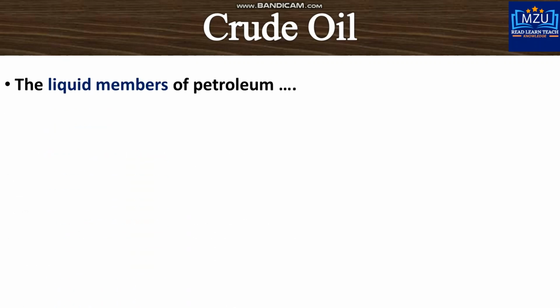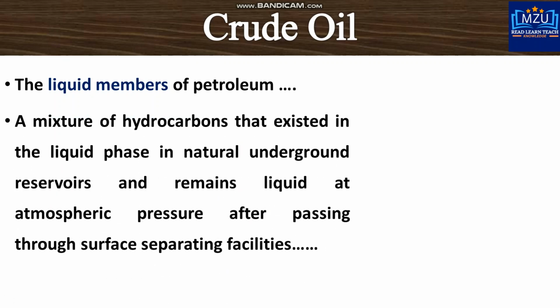So what is crude oil? Crude oil is actually the liquid members of petroleum. The liquid members of petroleum are called crude oil, and we can define crude oil as a mixture of hydrocarbons that existed in the liquid phase in natural underground reservoirs and remain liquid at atmospheric pressure after passing through surface separating facilities. This definition is adopted after AAPG, API, and SPE. So this is a broad definition of crude oil.